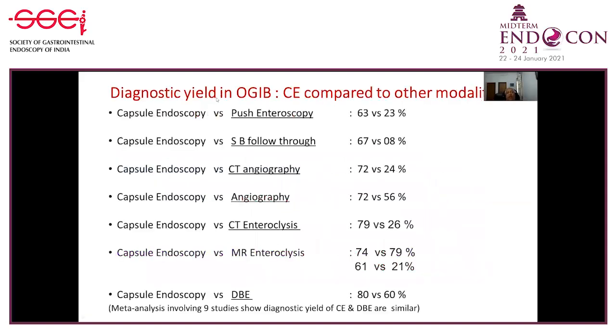What is the diagnostic yield of capsule endoscopy as compared to other modalities? Capsule endoscopy is better than push enteroscopy, small bowel follow-through, CT angio, angiography, and CT enteroclysis in the diagnosis of lesions in the small bowel. It is similar in diagnostic yield to MR enteroclysis and double balloon enteroscopy.